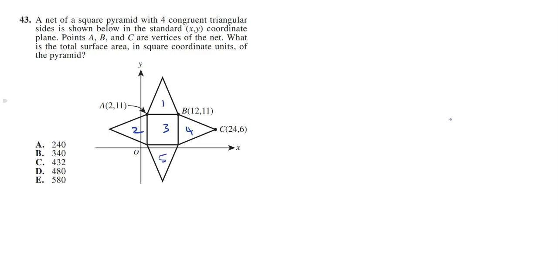So what we're going to do is find the area of one rectangle, multiply that by 4. Sorry, the area of one triangle, multiply that by 4, and then add it to the area of the square. So let's find the area of the square. That's probably the easiest one to do. So we have from 2 to 12, and 1 to 11. So the square has a length of 10 units. So side is 10 units, so the area here is going to be 100.